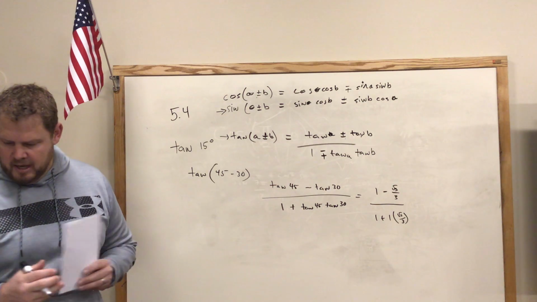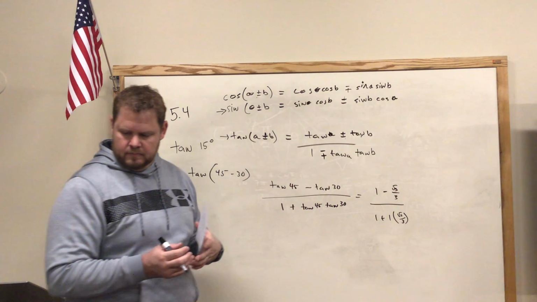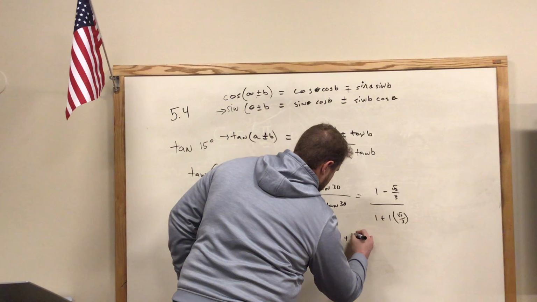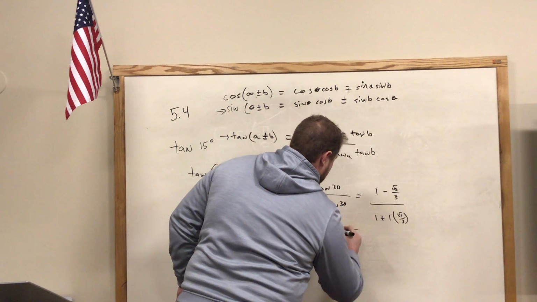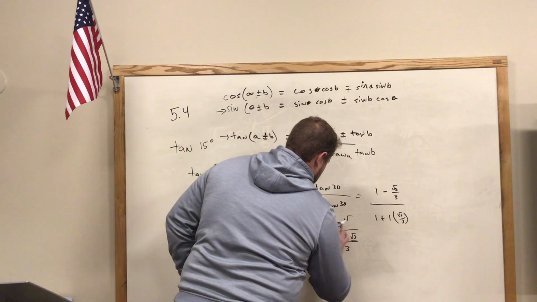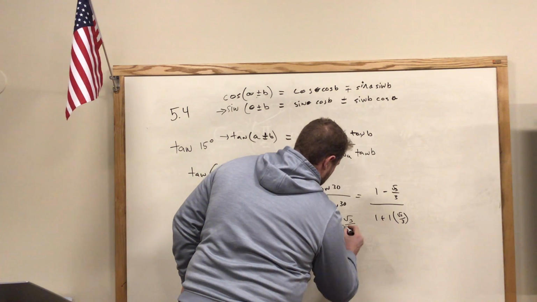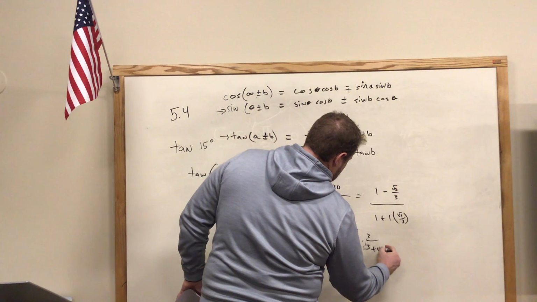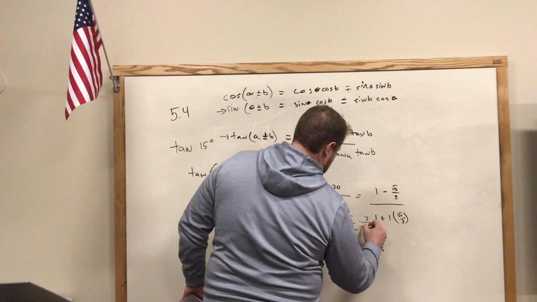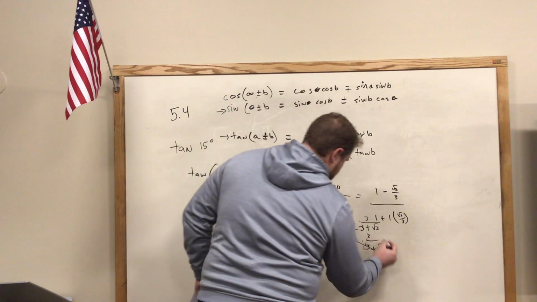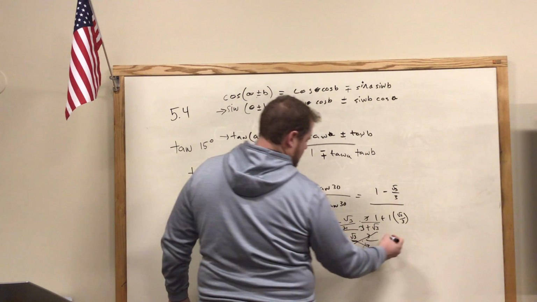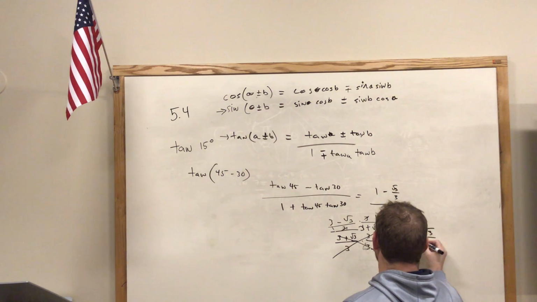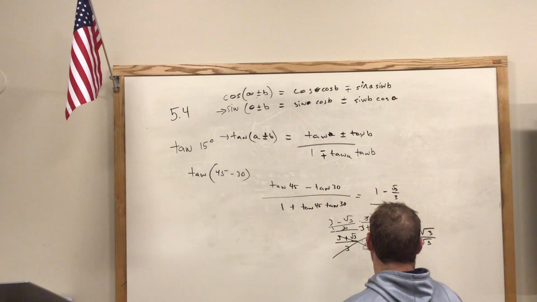Now what? We're almost done. What can we do? We've got to get this to be a fraction, right? 3 plus square root of 3, all over 3. And the fraction is 1 minus, so the top is going to be 3 minus the square root of 3 over 3, and 3 plus the square root of 3. So that cancels out here, right? This cancels out here, and we're left with 3 minus the square root of 3 over 3 plus the square root of 3. Right?